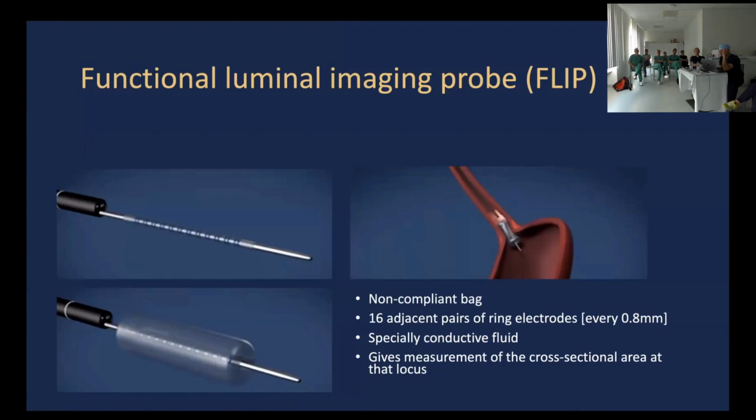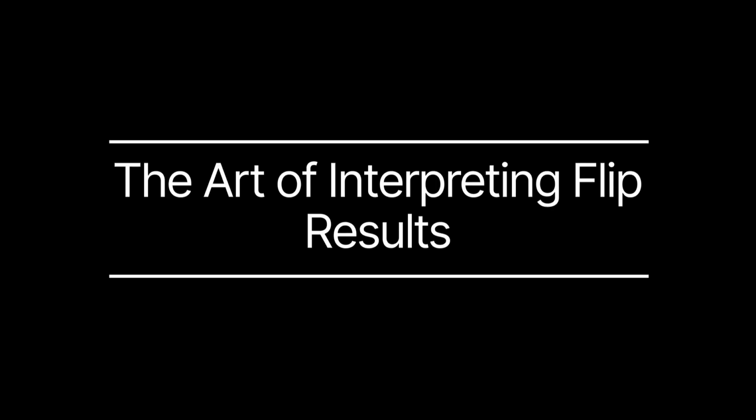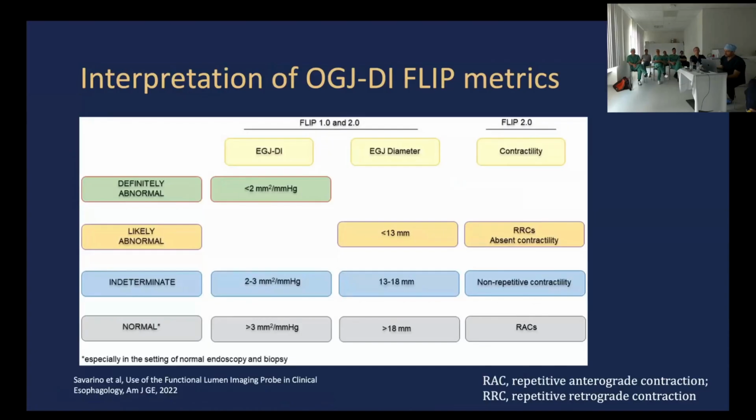The FLIP probe, functional luminal imaging probe, endoscopy, FLIP, is a catheter. It's not a dilatation balloon, so it's floppy. So how do you therefore interpret FLIP results? Well, this is your distensibility index. Indeed, as we said, under 2, definitely abnormal, 2 to 3 indeterminate, and over 3 normal.